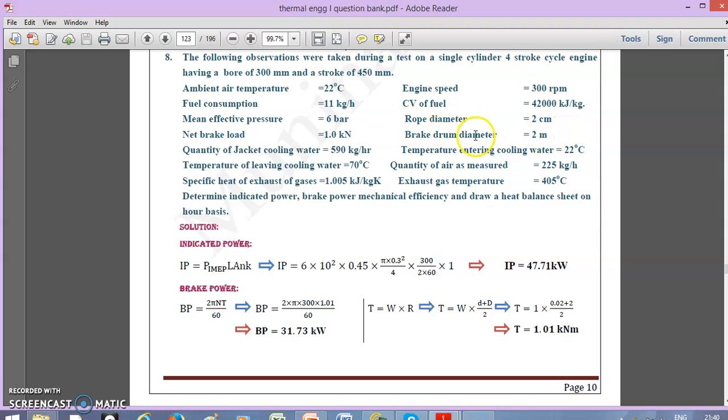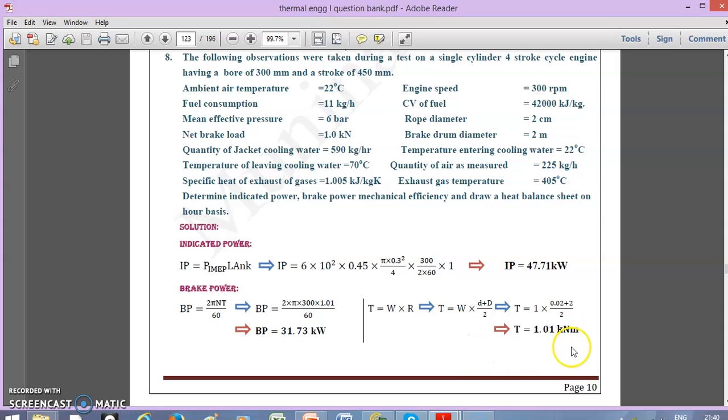Rope diameter and brake drum diameter. So rope diameter is small d and brake drum diameter is capital D here, divided by 2 because we need the radius, so diameter divided by 2. That will give you the effective radius, and the load is given as 1 kilonewton. So it is 1 into (0.02 plus 2 divided by 2). We'll get 1.01 kilonewton meter.